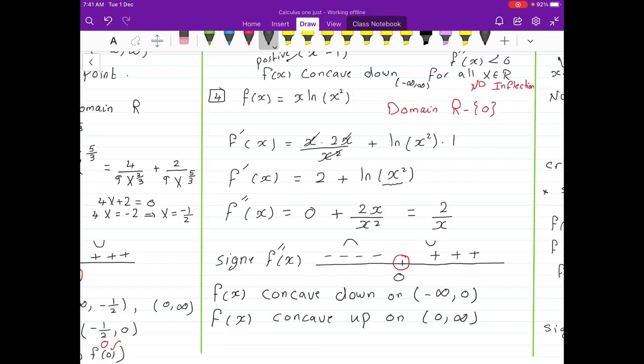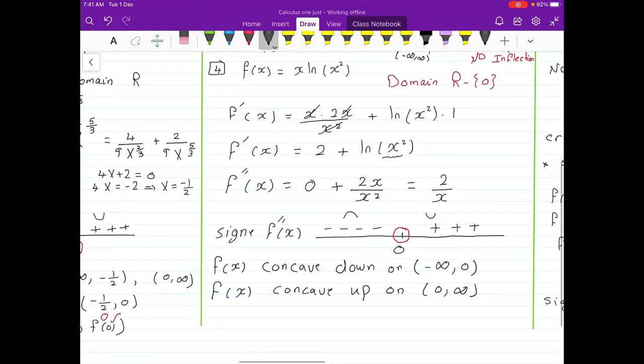Now, our question is: is 0 an inflection point? Obviously no. Why? The function at 0 is not included in the domain, so there is no inflection point. If you say that 0 is an inflection point, that is a mistake. So there is no inflection point.